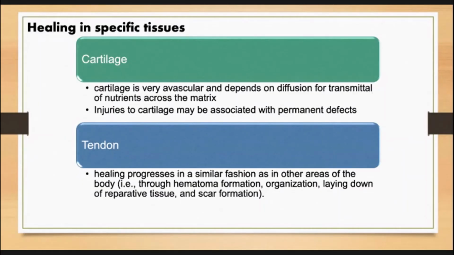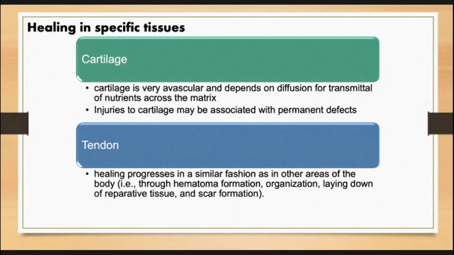Angiogenesis. There's no revascularization in cartilage healing. Additionally, the hypovascular perichondrium contributes substantially to the nutrition of the cartilage. Therefore, injuries to cartilage may be associated with permanent defects. Okay, so it has to be replaced sometimes with grafts due to meager and tenuous blood supply in the area.